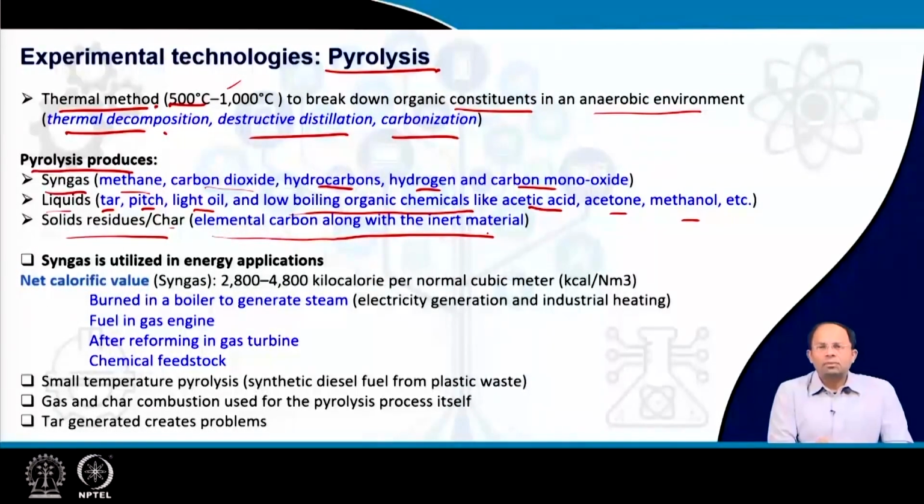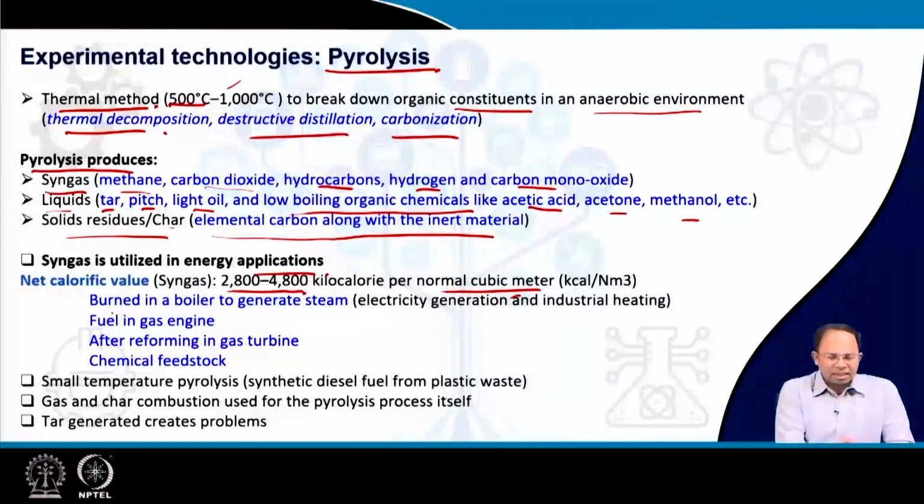Now, syngas is the one we are very interested in. It's similar to flue gas. It is used in energy applications. That means it is used in boiler operations and so on. The net calorific value of syngas is around 2800 to 4800 kilocalories per normal cubic meter, which is a bit higher than in the previous case.